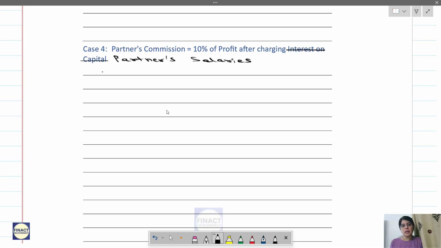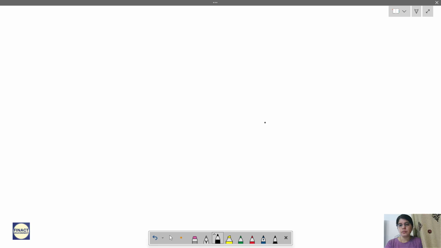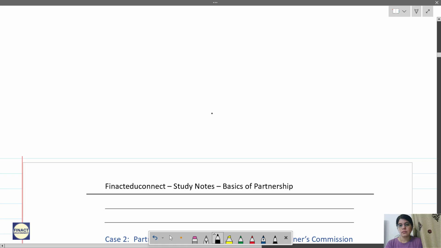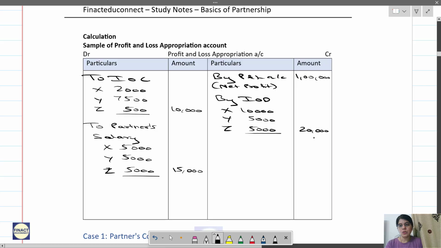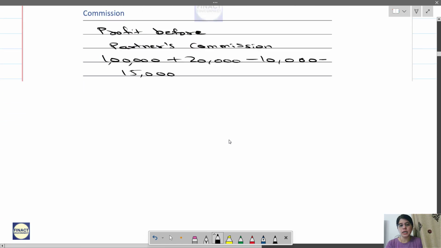Okay, so same thing. Instead of deducting interest on capital, now interest on capital should not be deducted because they are not asking after charging it, only after charging partner's salary. So profit after partner's salary. See the profit and loss appropriation. We have 1 lakh plus 20,000 minus 15,000, the partner's salary. The 10,000 we should not deduct.